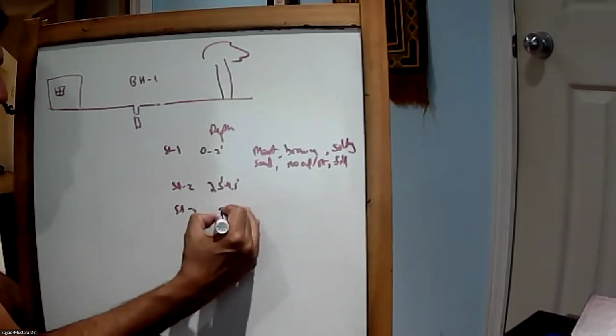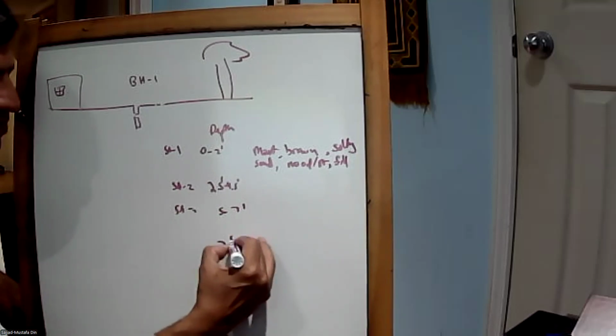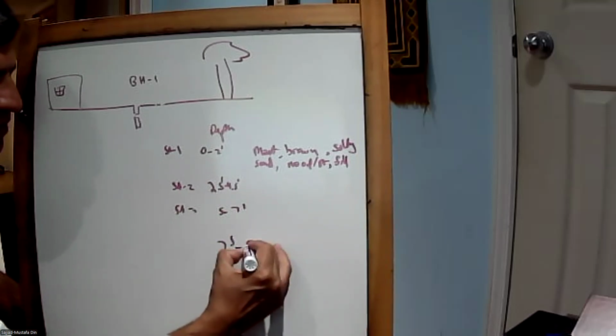So the next sample will be 5 to 7 feet, 7.5 to 8.5, 9.5, 10 to 12.